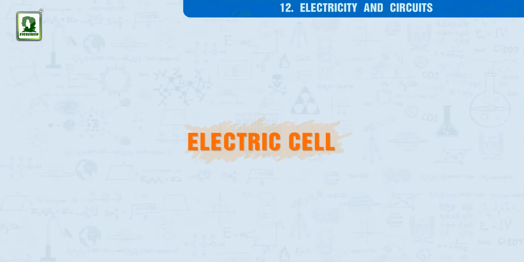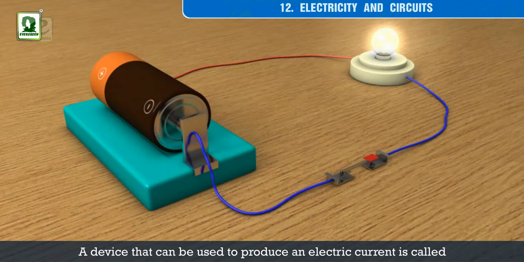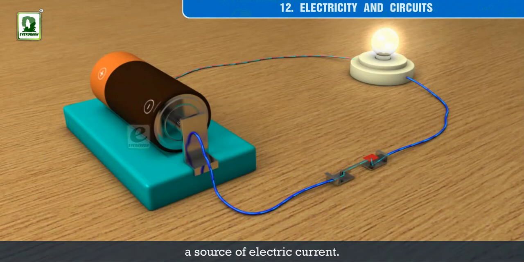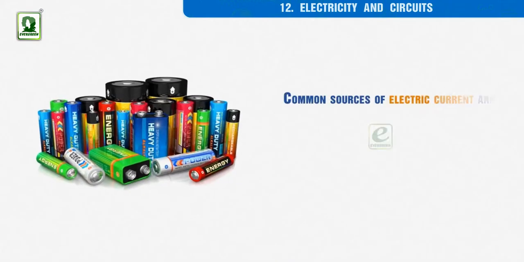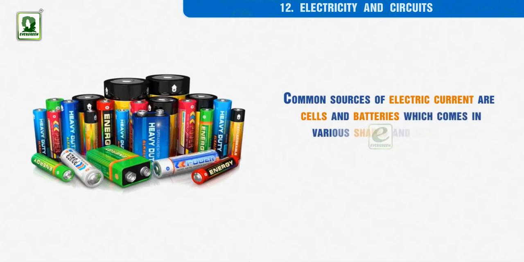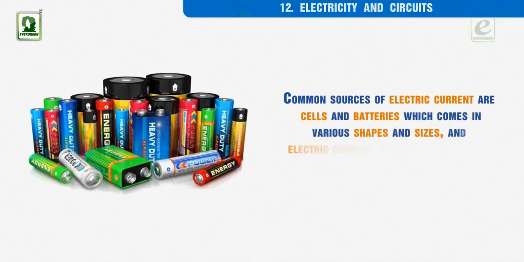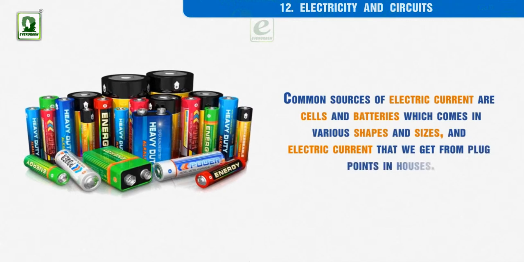Electric cell. A device that can be used to produce an electric current is called a source of electric current. Common sources of electric current are cells and batteries, which come in various shapes and sizes. An electric current is also what we get from plug points in houses.